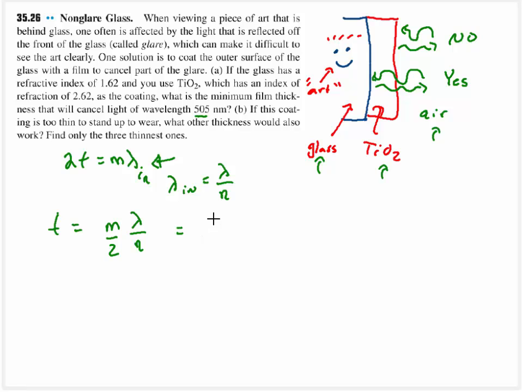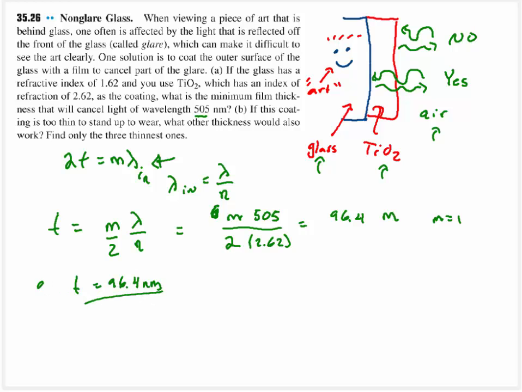And we're going to say that this is going to be equal to, I'm just going to leave m as a constant for a little bit, and then we're going to have 505 nanometers. Got my 2, and I got my index of refraction, which is going to be 2.62, and so that's going to be essentially 96.4 nanometers multiplied by m, where first for part A I'm going to say m is equal to 1, so the thickness is just going to be equal to 96.4 nanometers, so that's part A.